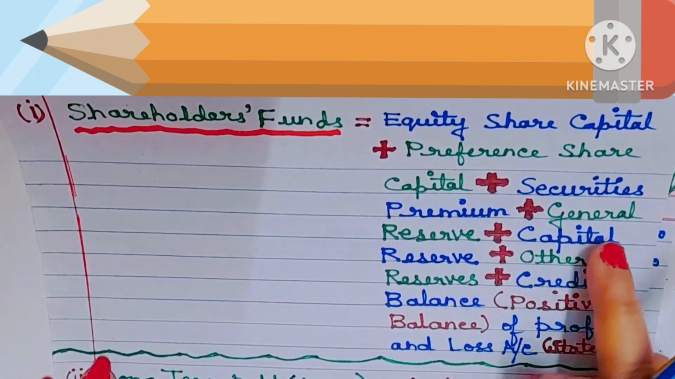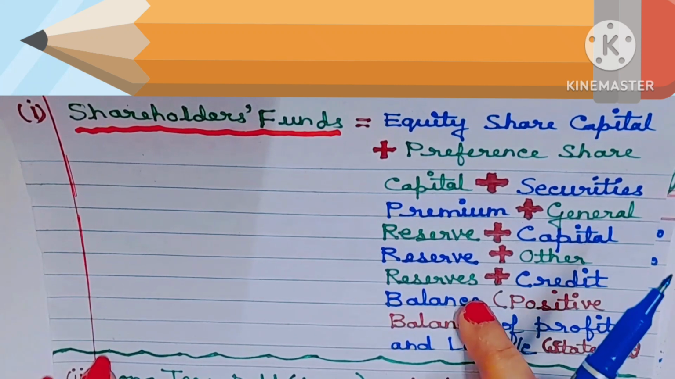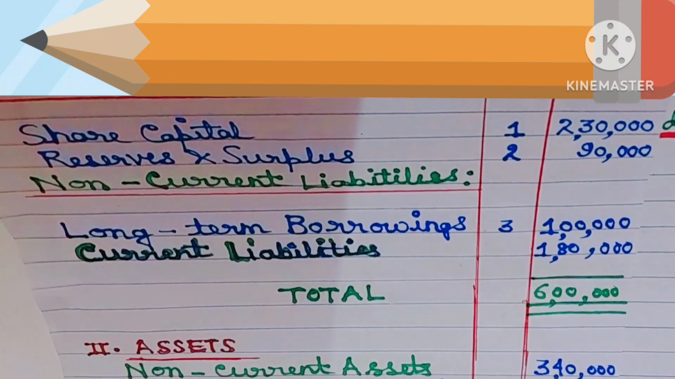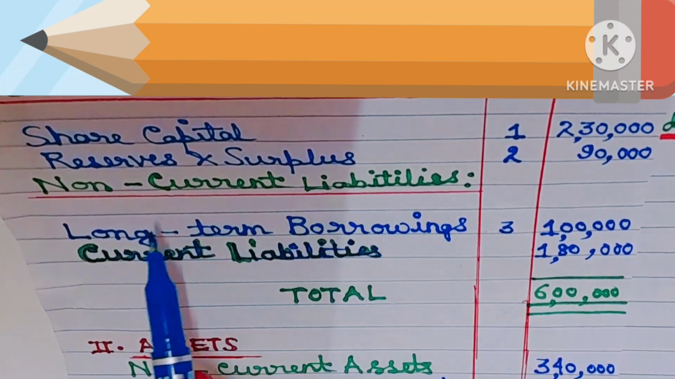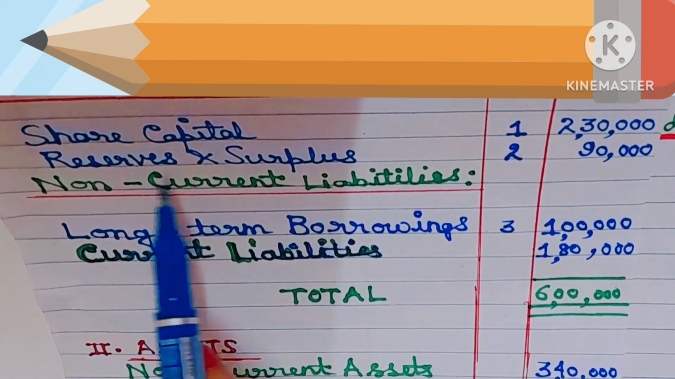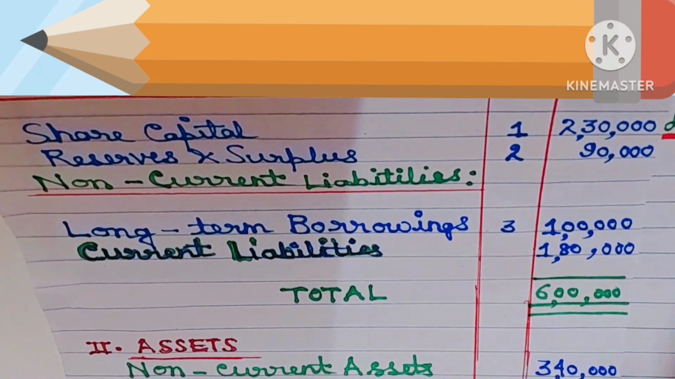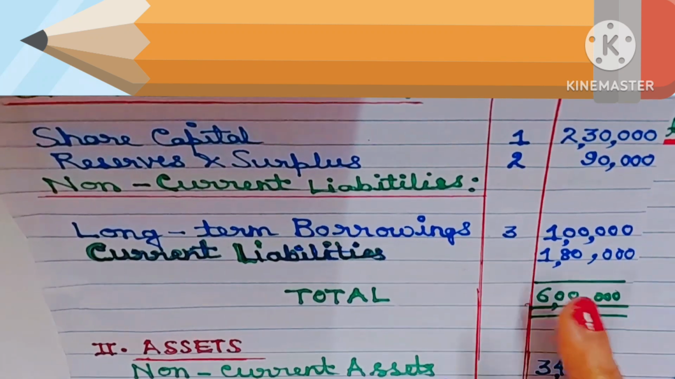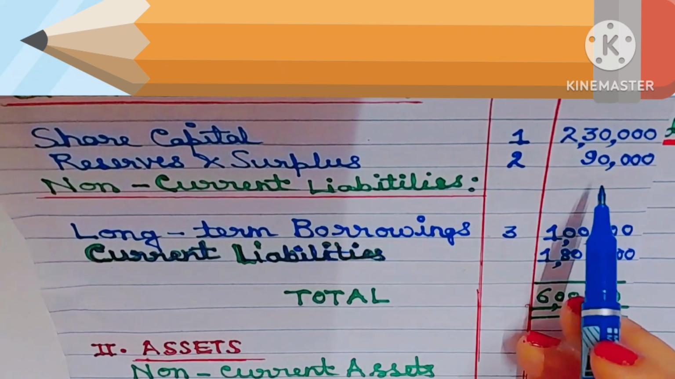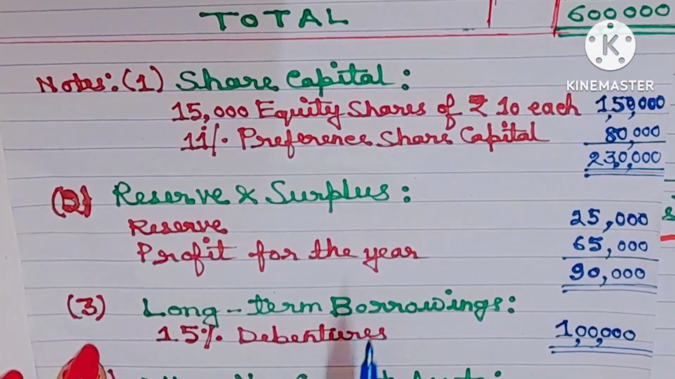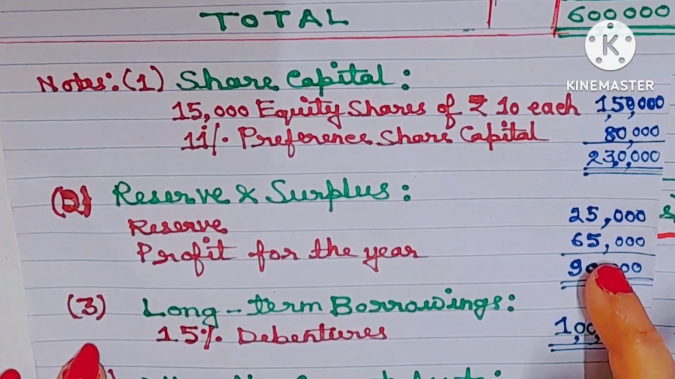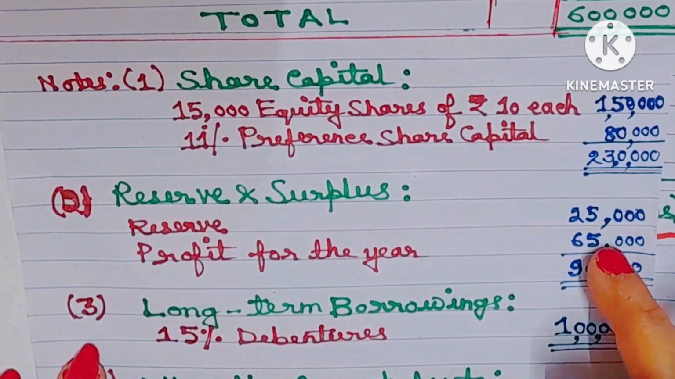Securities premium, general reserve, capital reserve, other reserve. Let's see if these items are in the balance sheet or not. See, share capital is given, reserve and surplus is given. So let's go through reserve and surplus. There is no securities premium or general reserve or capital reserve. So let's go through the notes or footnotes because we can get the detailed information. Reserve and surplus is equal to 90,000. Let's go through the notes. So reserve is equal to 25,000. Profit for the year is equal to 65,000. If we add 25,000 plus 65,000, we'll get 90,000.